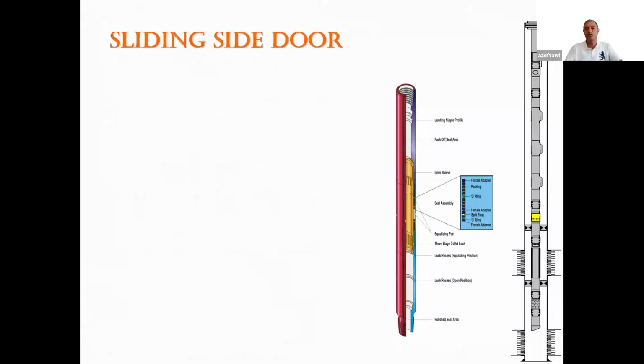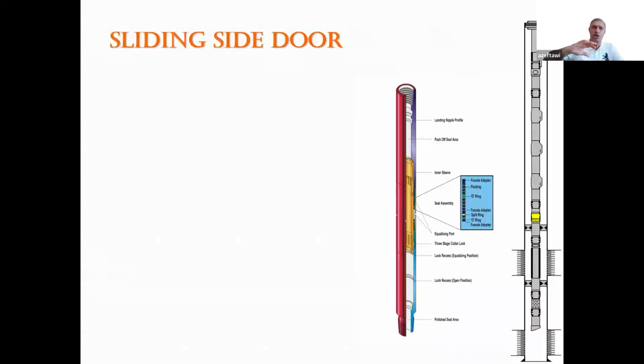SSD, sliding side door. So a sliding sleeve, which is again a piece of pipe. But this piece of pipe has ports on the outside and it has a door, a sliding door, this brown color or so. When this door is closed, there is no communication between the tubing and the annulus. If you need to establish communication between the tubing and the annulus, you open this device by running a shifting tool with the wireline, latch on the door, and then start jarring the door.